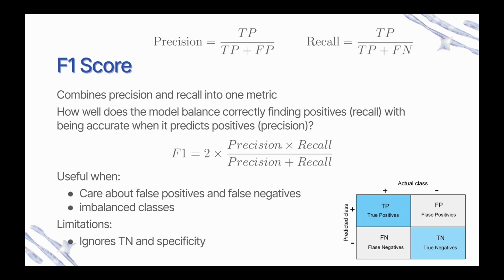So F1 score combines precision and recall into one metric. Okay. It tells you how well the model balances correctly finding positives with being accurate when it predicts positives, right? So F1 score is this thing here, right? It's a pretty good metric when you care about false positives and false negatives, right? Because you can see precision and recall both involve them. Okay. And it's helpful in class imbalances. But the limitation is that it ignores the true negatives. Like if you care about the true negatives and the specificity, right?